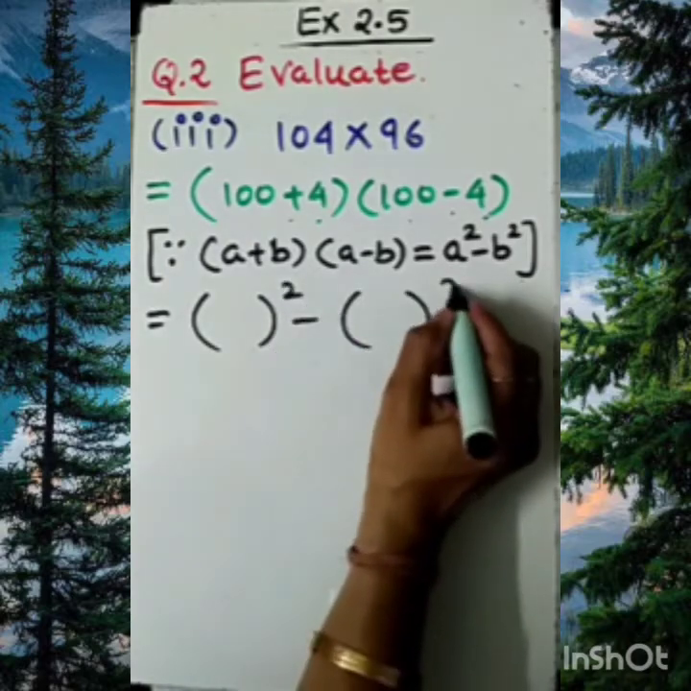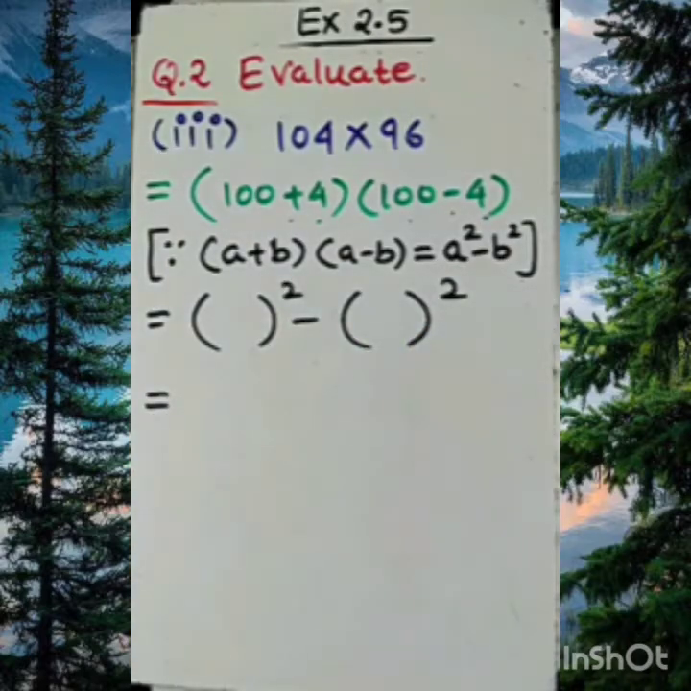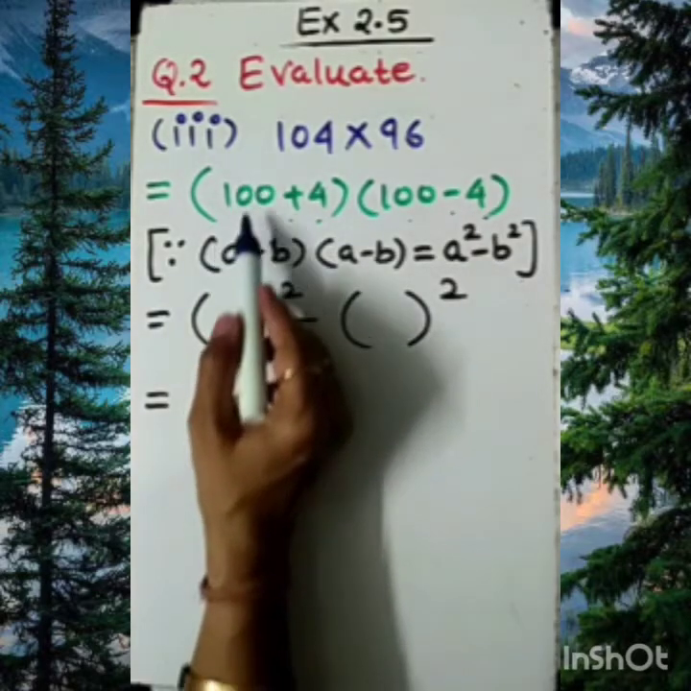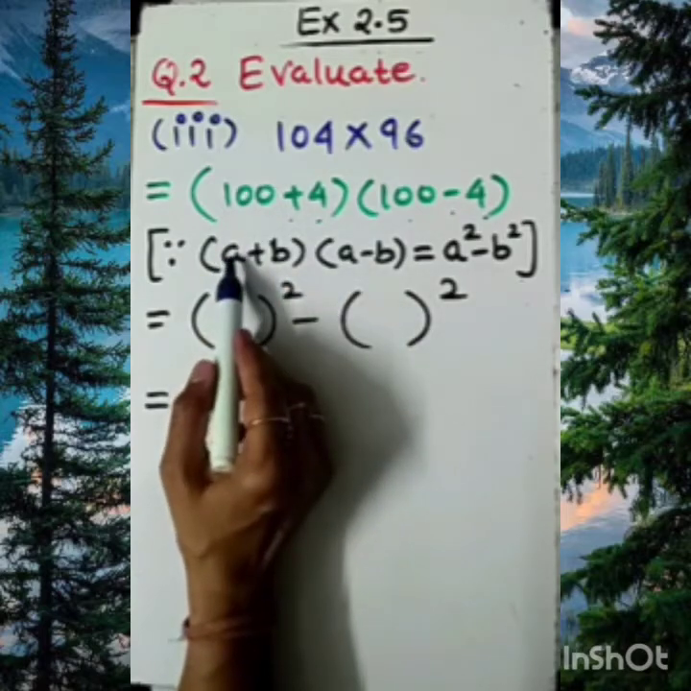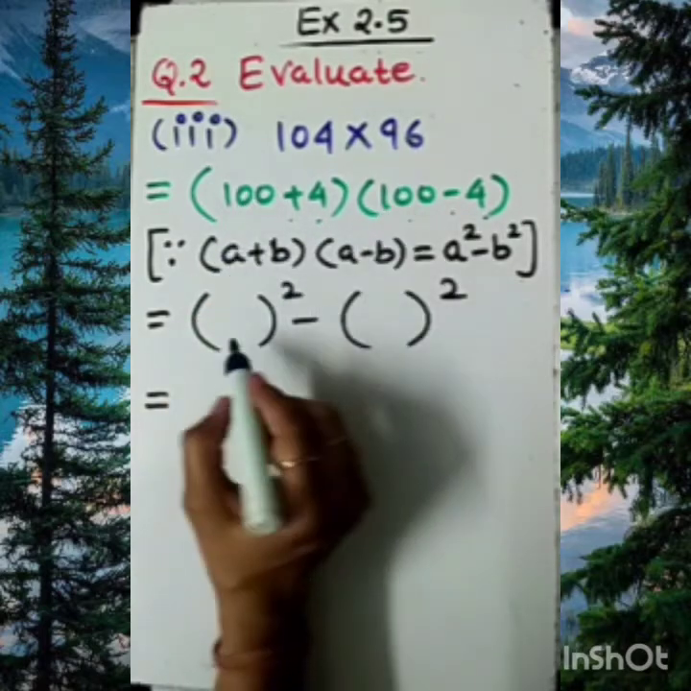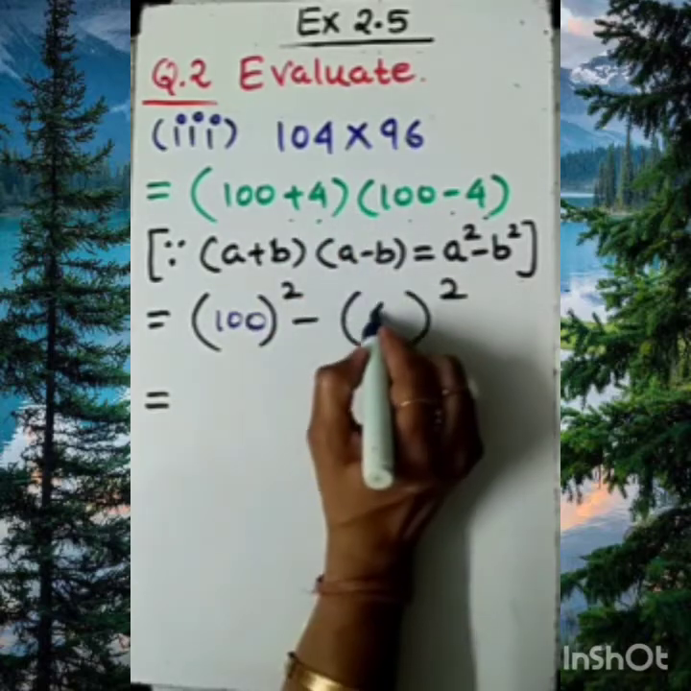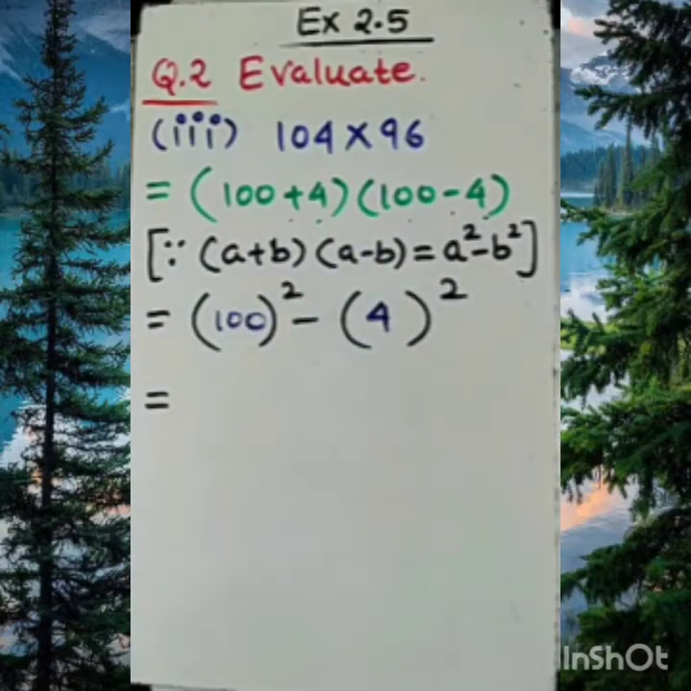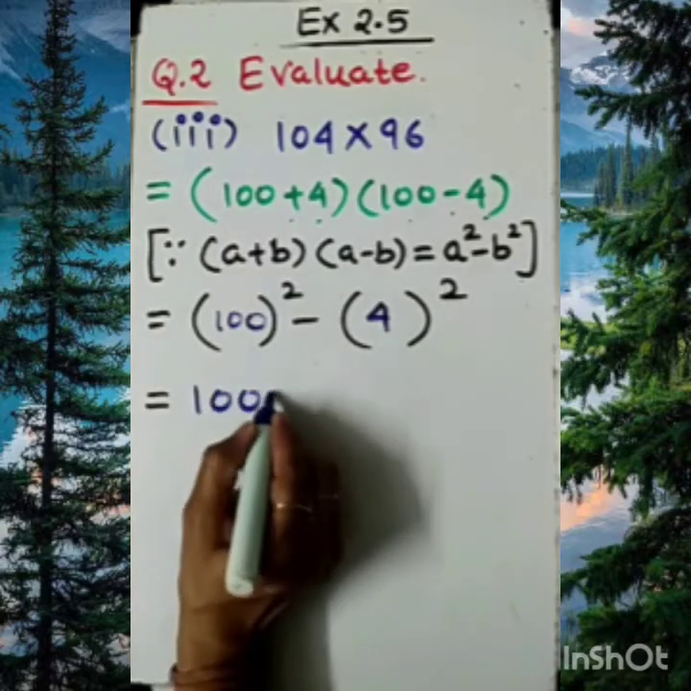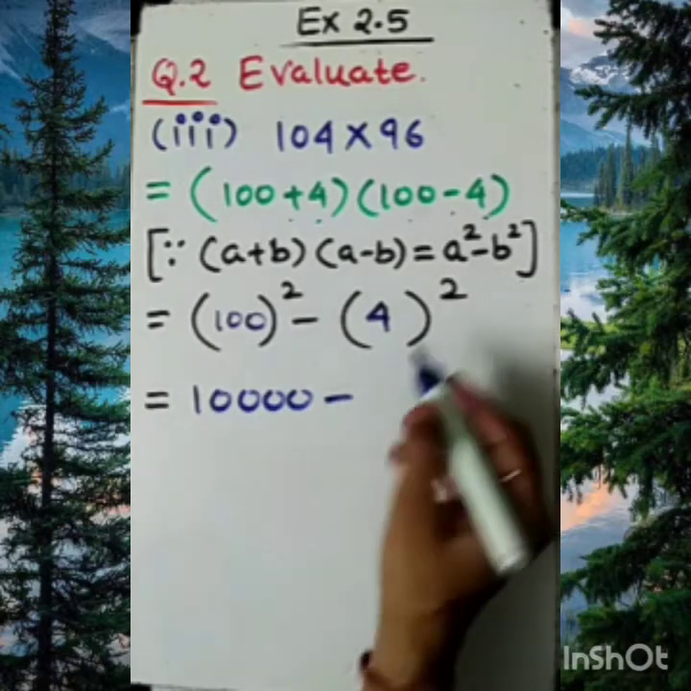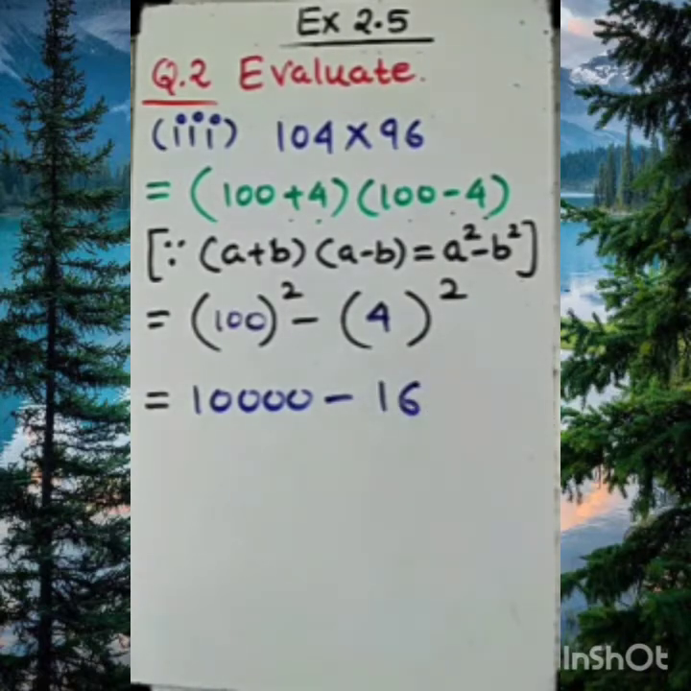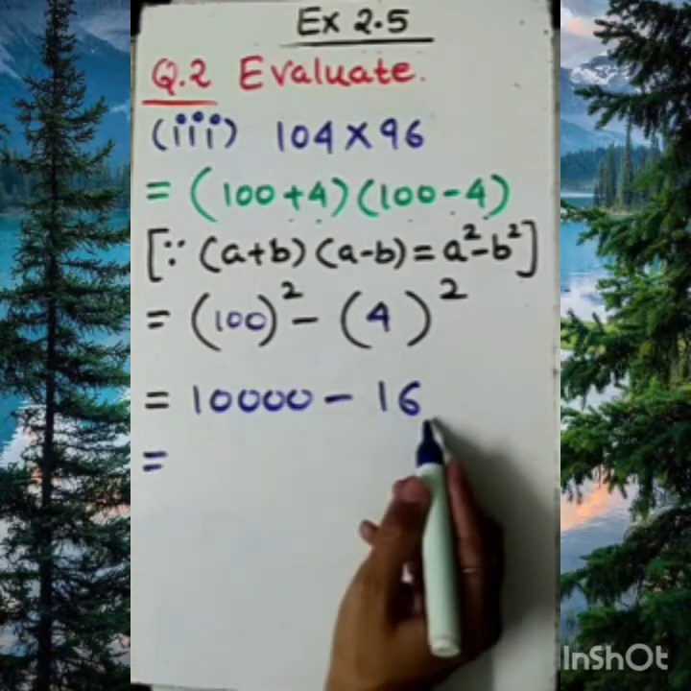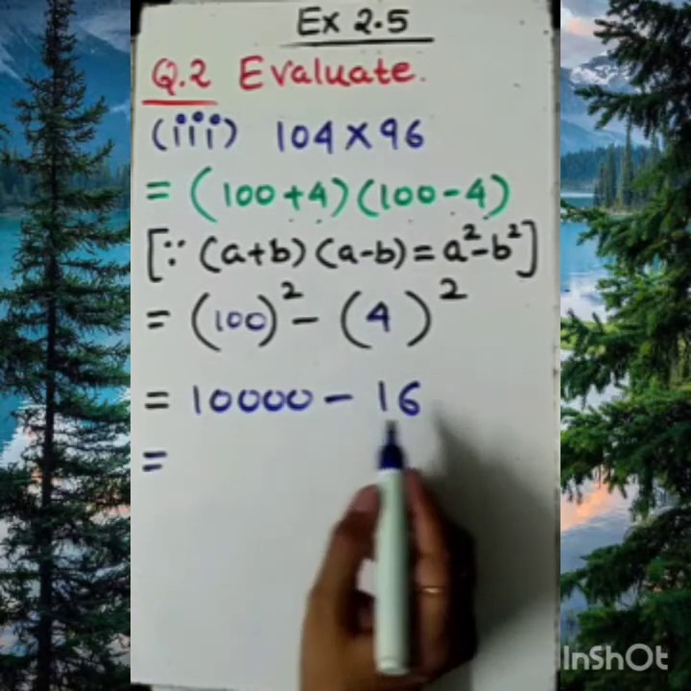So I need to mention here a square minus b square. If I compare a with the first term of the given expression, then it will have 100. All the way it is 100. What is the second term? That is 4 only. Now what about 100 square? 100 square is 100 into 100. Of course, it is 10,000. What about 4 square? 4 into 4, 16. Now let's subtract 10,000 minus 16.